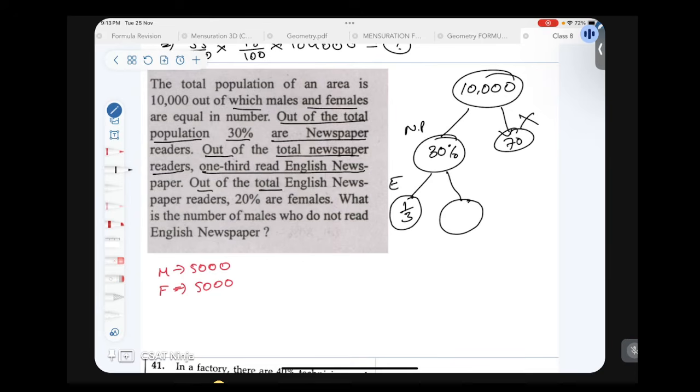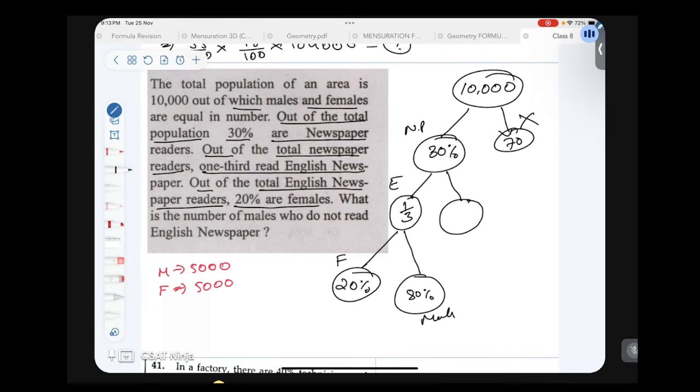Out of the total English newspaper readers, that means within this English newspaper reader group also, 20% are females. That means remaining are male. So from 100, if 20% are female, the remaining is how much? 80% is male.